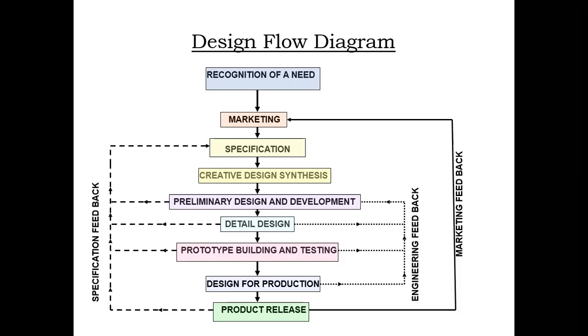Then design for production. Okay, till now we have defined the theoretical concept. We have the prototype, and we have different values. After that we go for design for production. Then product release. Okay, after that we will design the product release. Then it will be given to marketing feedback. So this is the design flow diagram, that is, mechatronic system design.